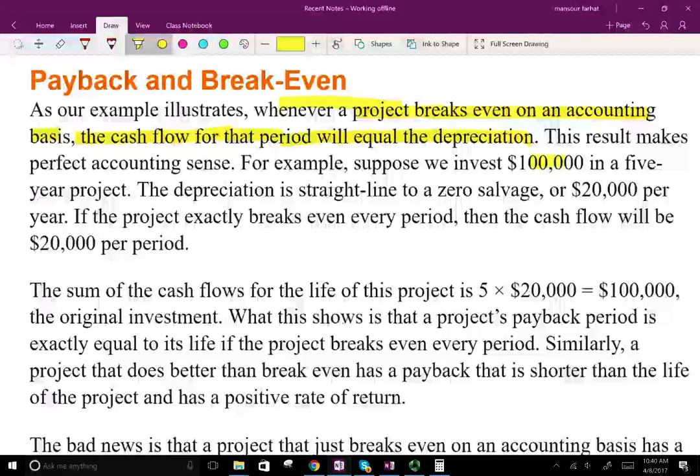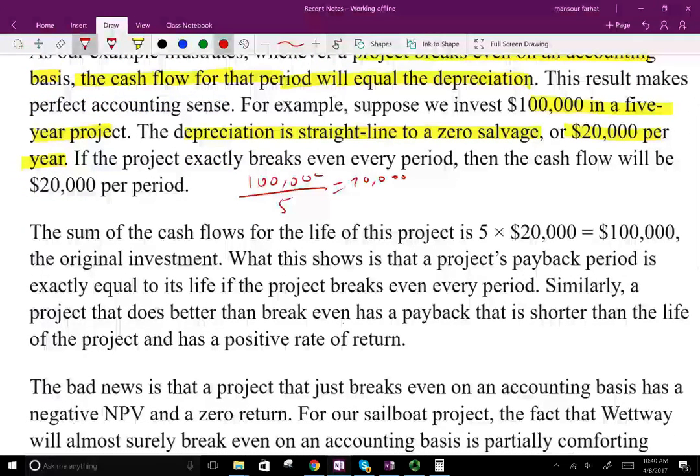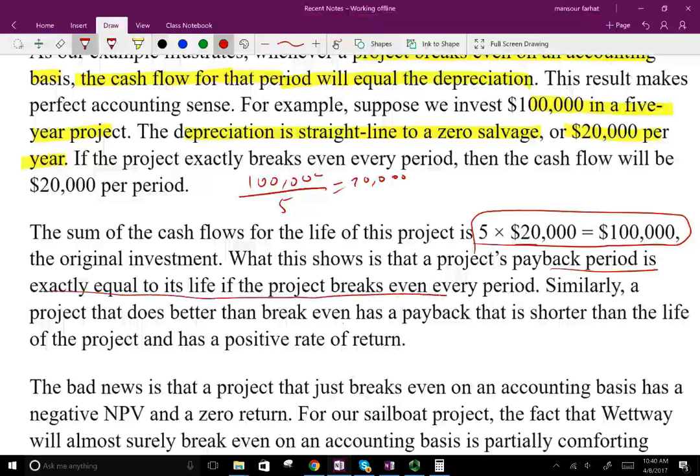For example, suppose we invest 100,000 in 5 years. The depreciation is straight line to a zero salvage, or $20,000 per year, because it's a 100,000 asset divided by 5 years. By 5 years it's fully depreciated. So the sum of the cash flow for the life of this project is equal to 100,000. Basically, you're going to get your money back because the $20,000 is not really a cash flow. What this shows is that the project payback period is exactly equal to the life of the project, breaks even every period. Similarly, a project that does better than break even has a payback that's shorter.